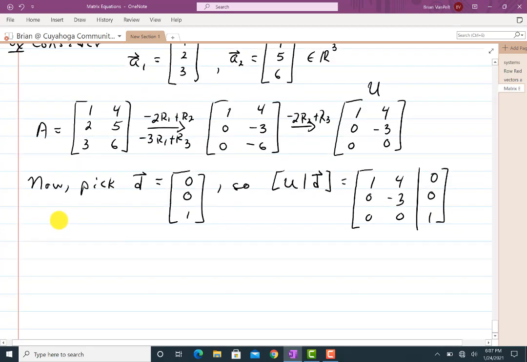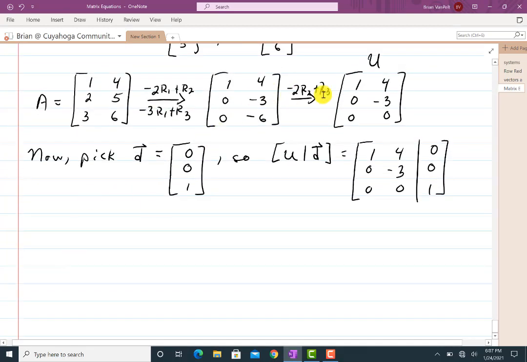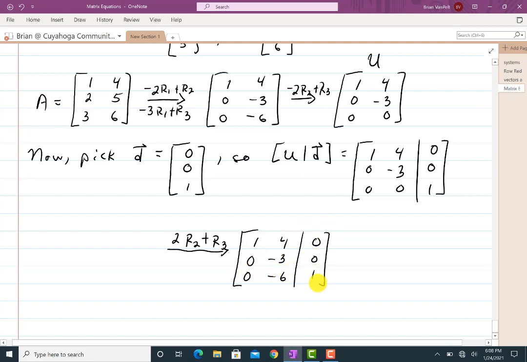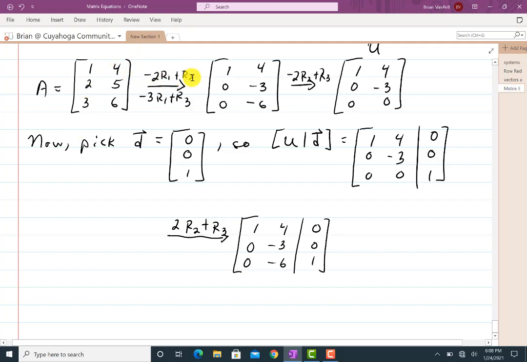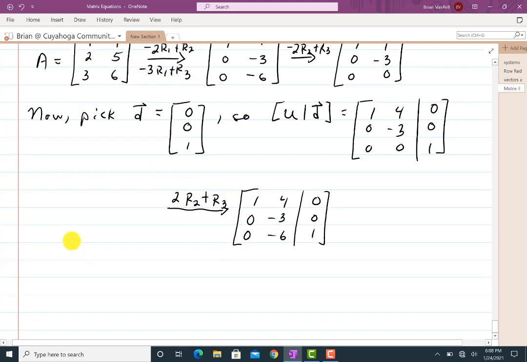But remember, all of these things are reversible. So the first thing I'm going to do is reverse R2 and R3. If you remember how to do this, all you've got to do, instead of negative 2R2 plus R3, I do positive 2R2 plus R3. This will reverse the last step that I went from A to U. So I'm going to reverse that last step. And you'll see the matrix A coming together as I do all this stuff. So 2R2 plus R3. And now I'll go ahead and reverse these other two. So I'll do 2R1 plus R2 and I'll do 3R1 plus R3.